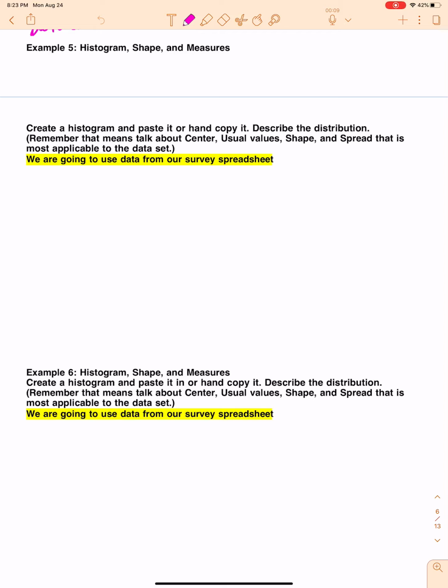Okay, AP Stat, it is time for example 5 for histogram shape and measures. For this one we're creating a histogram and we're pasting it or hand copying it. It's completely up to you what you want to do. Describe the distribution.